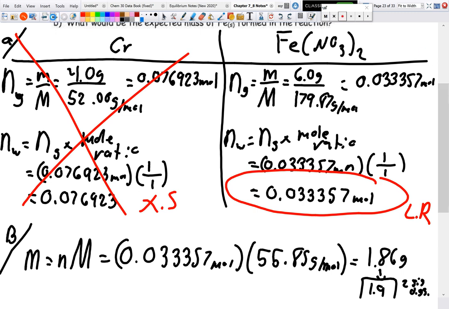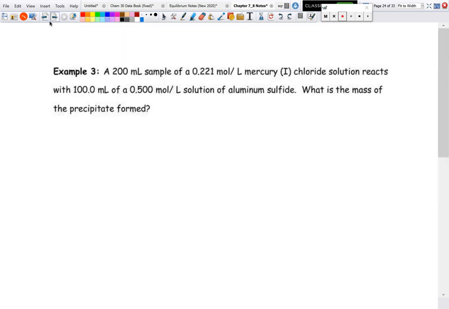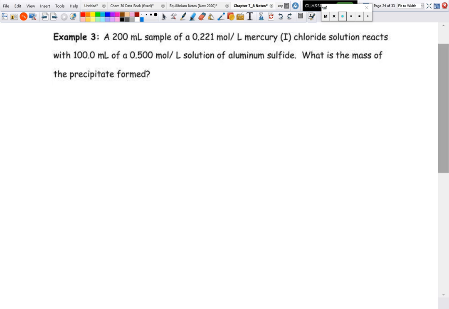Now, there are a few more examples here, actually 3 more if you are looking at the notes. We got example 3, 4, and 5. Example 3 is a solution stoichiometry question. How you actually solve this is going to be no different from all the other ones. As long as you have your balanced chemical equation, you should be fine.